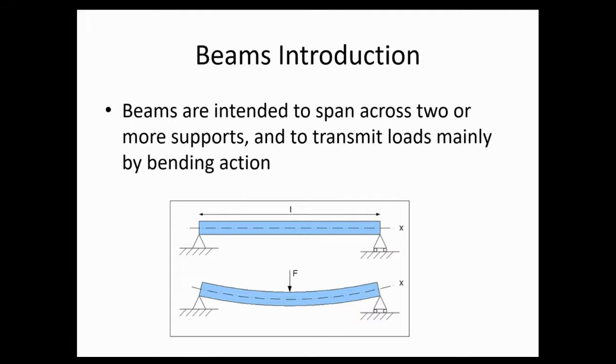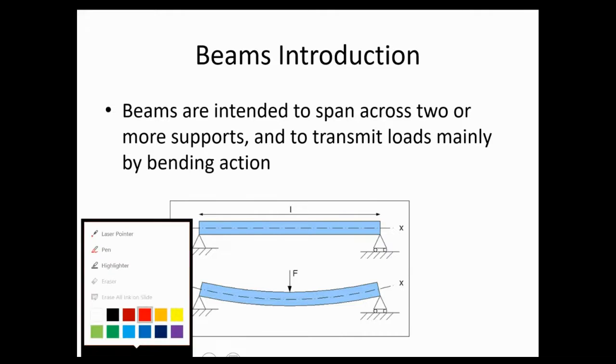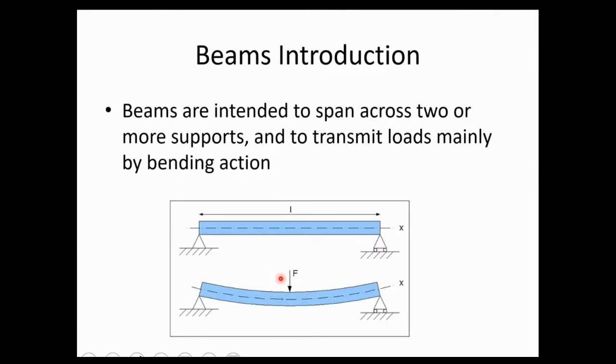So the beams are going to span between two or more supports, and they're going to transmit loads mainly by bending. We have the point load here in the middle. That could be due to, for example, a column coming down that's supported onto the beam. Then that load has to come from the column through the beam in bending and in shear, and then down to the support at the end.